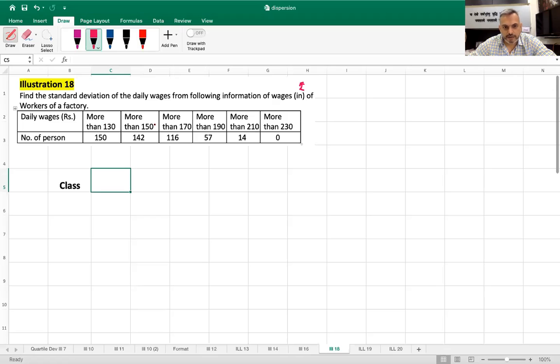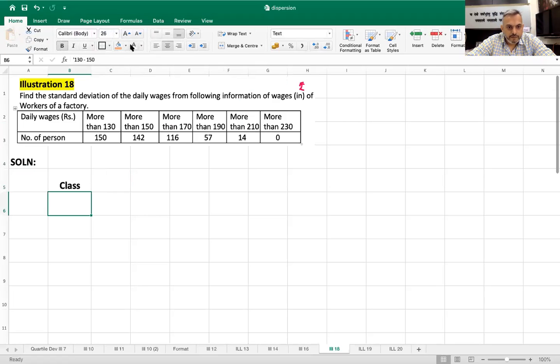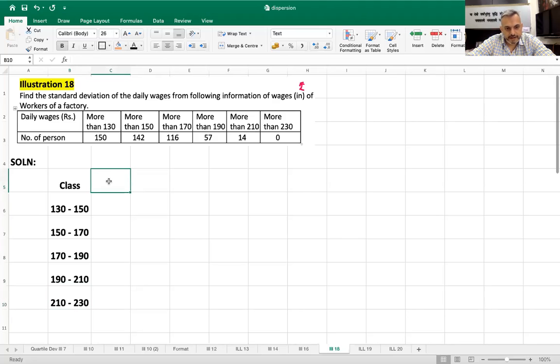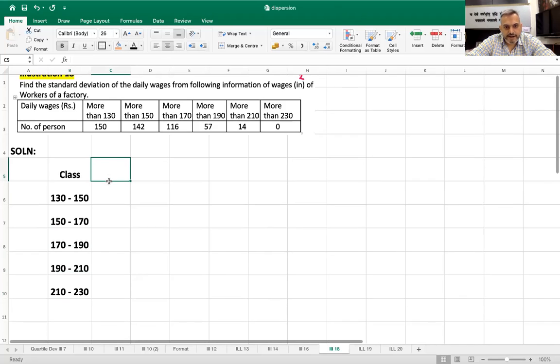Now already it is given more than, more than, more than. So we know it is a more than type. Now the first step will be to convert this into a normal frequency distribution. So for a normal frequency distribution, you will have to first make the classes. In the solution, first we start making the classes: 130 to 150, then 150 to 170, then 170 to 190, then 190 to 210, and 210 to 230. So you make the classes. I'll just wait a while. Please write down the classes first.